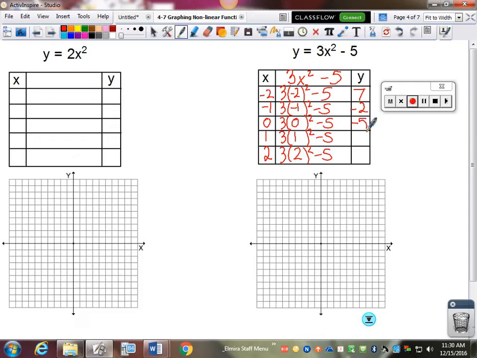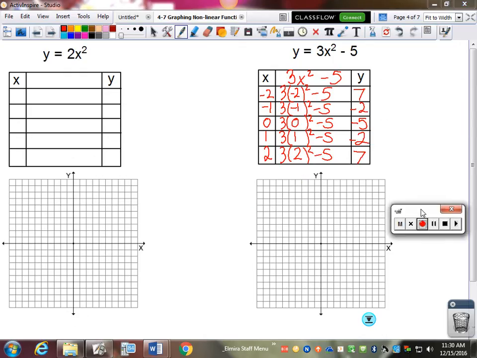Negative 5, negative 2, and 7. One thing I didn't point out on the other one, but I'll point it out here. The first number and the last number, at 8th grade level, we make them come out the same for parabolas. And that's just to give you some comfort and confidence that your answer is right.